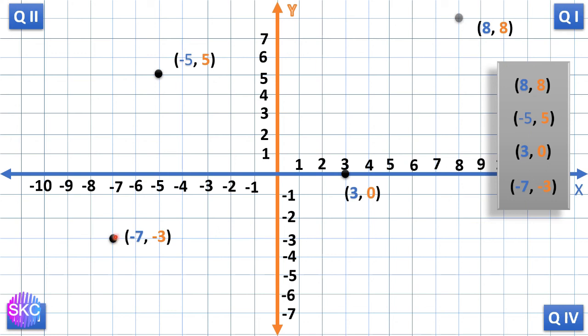So, actually, this is the end of my discussion and I hope that with these 4 points, you have already the idea on how you are going to locate a point within the rectangular coordinate system.